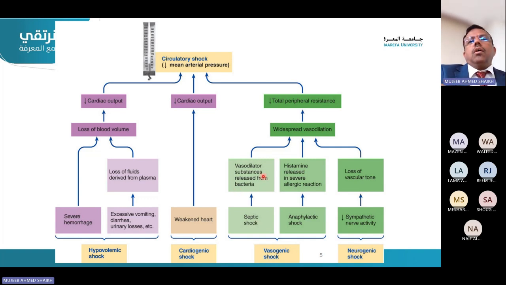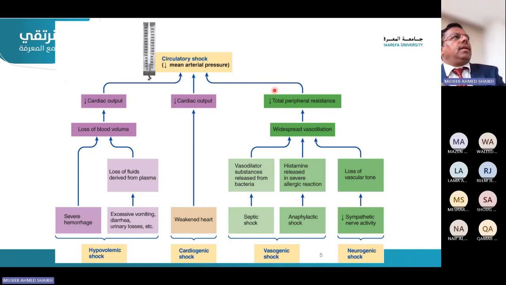So in septic shock, vasodilator substances will be released by the bacteria or because of tissue damage. There will be widespread vasodilatation. So total peripheral resistance will be decreased, and this will lead to decreased mean arterial pressure, because we know mean arterial pressure depends on either cardiac output or the total peripheral resistance. So here, there is a severe decrease in the total peripheral resistance.